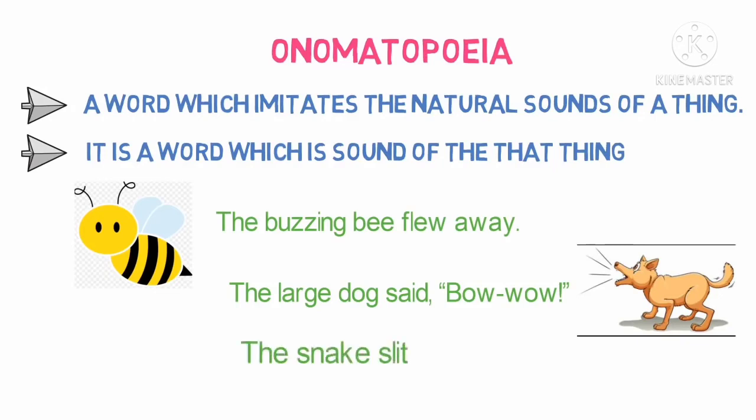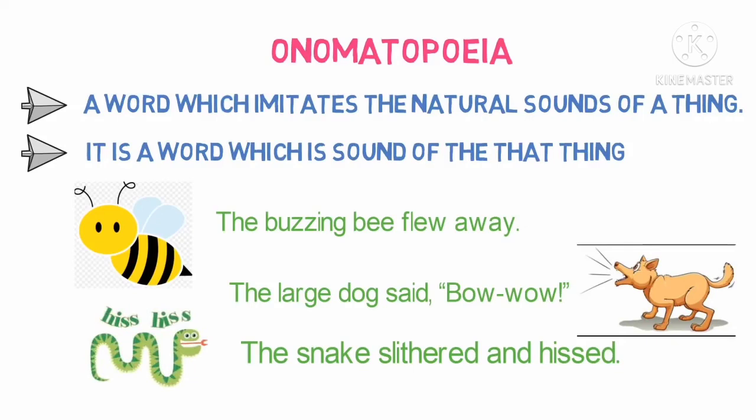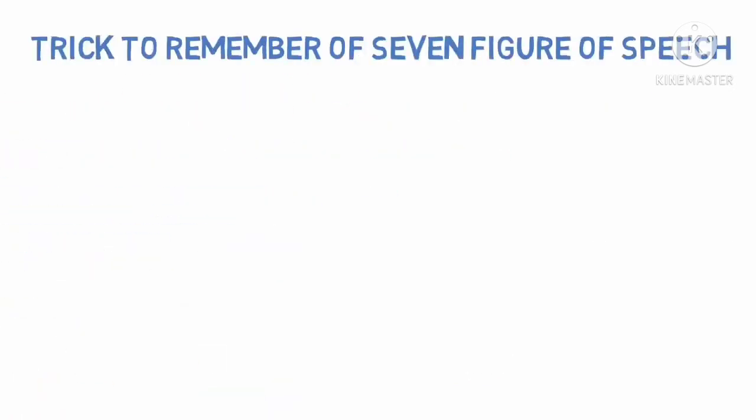The snake slithered and hissed. Now what is the sound of a snake? It is hiss. As in this statement, we are using the sound of a snake. It is onomatopoeia. So these are the examples of onomatopoeia. Now I will give you a trick to remember all 7 figures of speech.